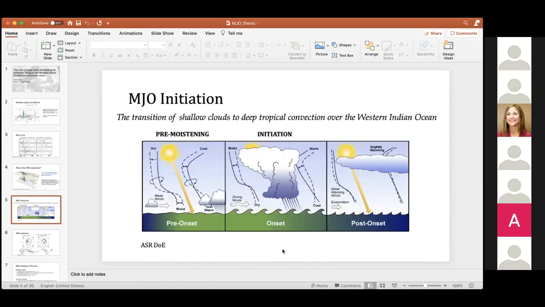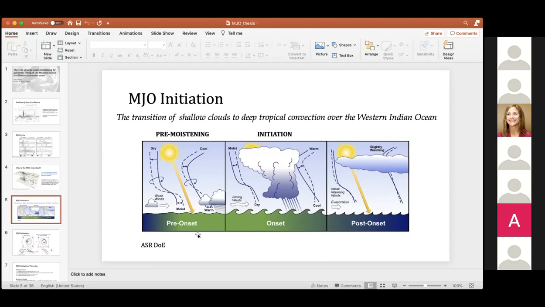So one of the biggest outstanding issues in simulating the Madden-Julian Oscillation in the global circulation models is our understanding of MJO convective initiation. And models generally do this very poorly, and that's not too helpful for forecasting and predictability.